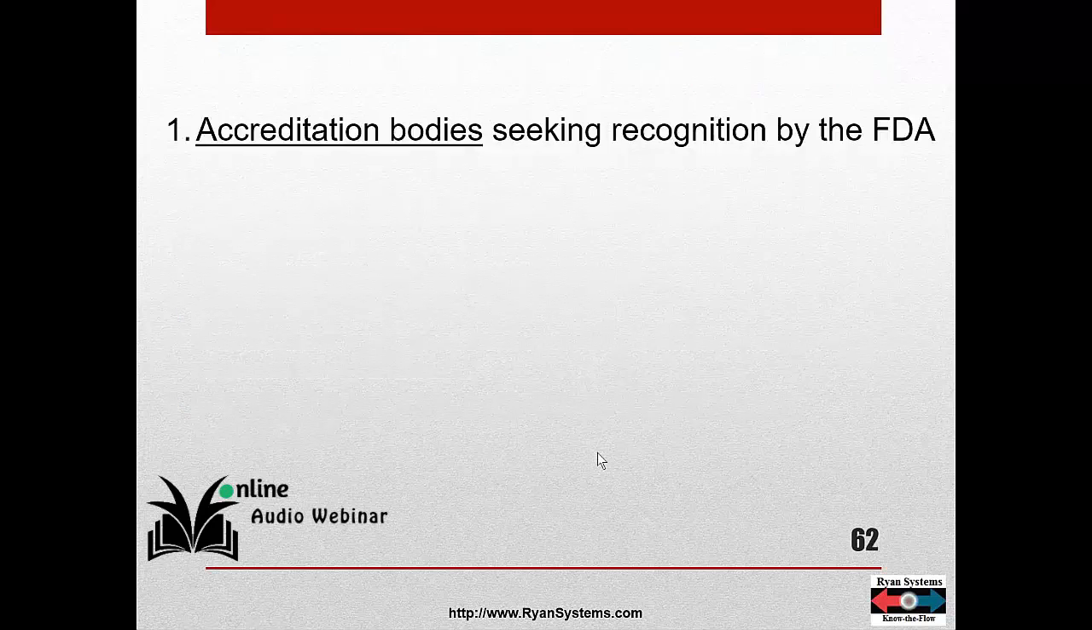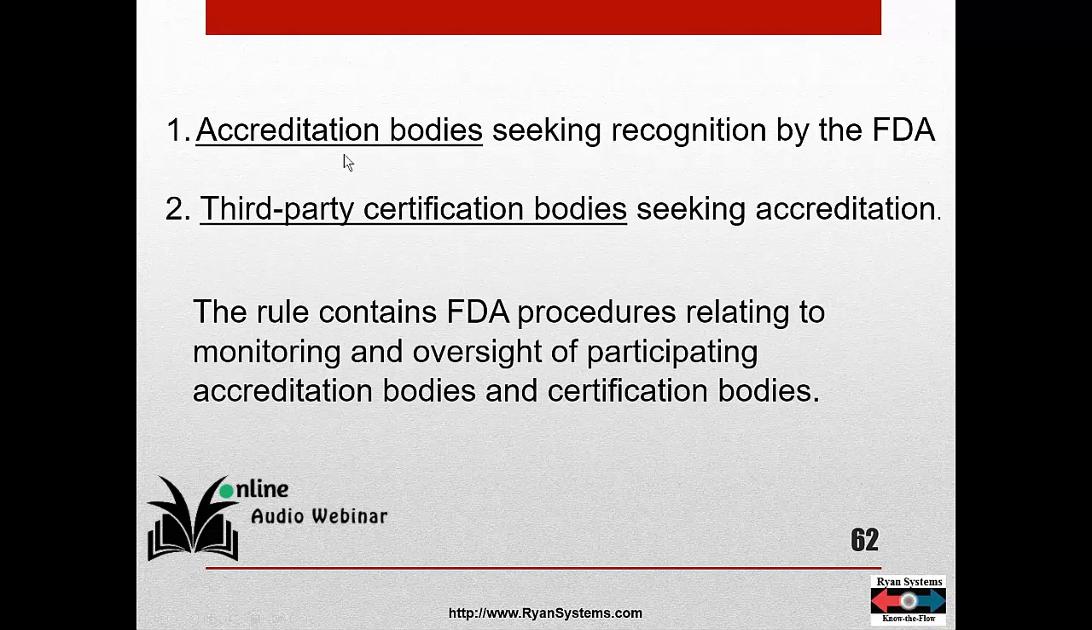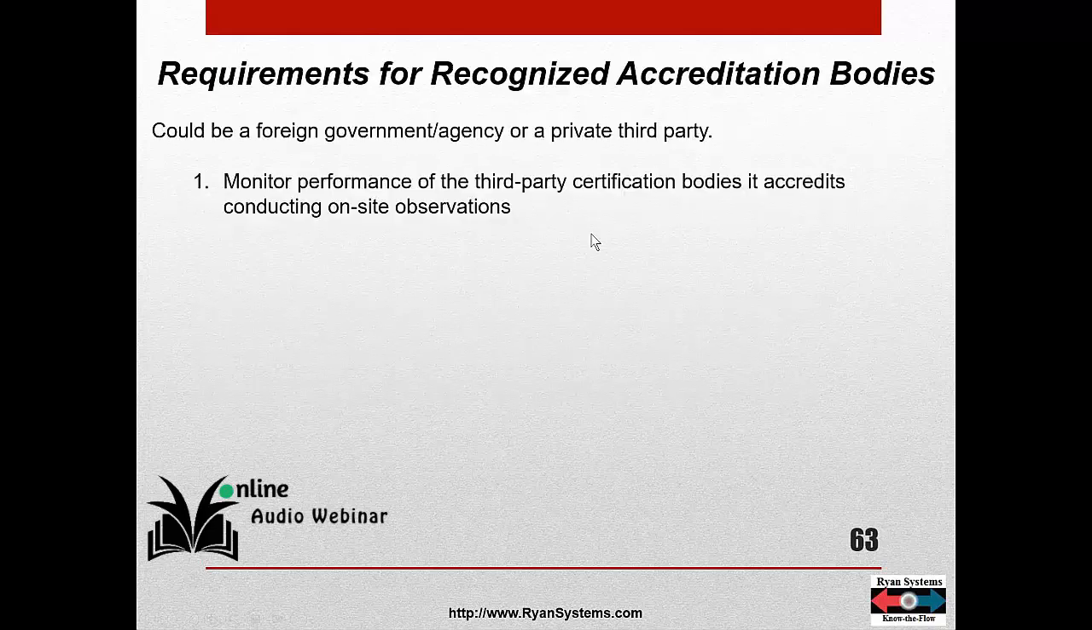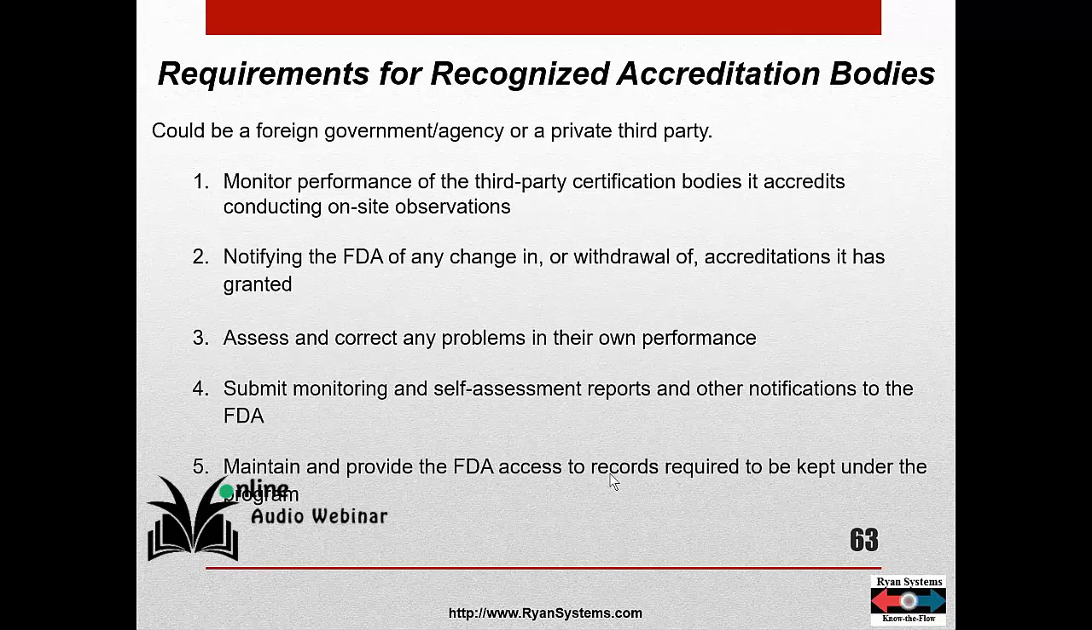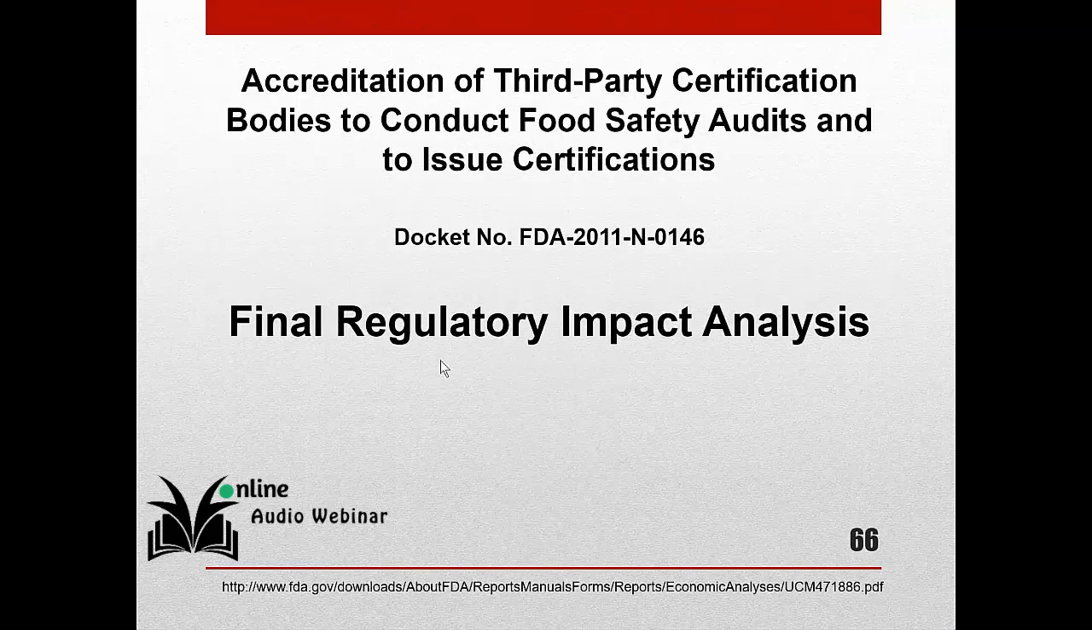Okay, accreditation bodies seeking recognition by the FDA come under a set of rules by the accreditation body. Requirements for a recognized accreditation body: the audit company is certified and works for a recognized accreditation body. So there are the certification bodies that hire the auditors. Okay, accreditation of third-party certification bodies to conduct food safety audits and to issue certificates.